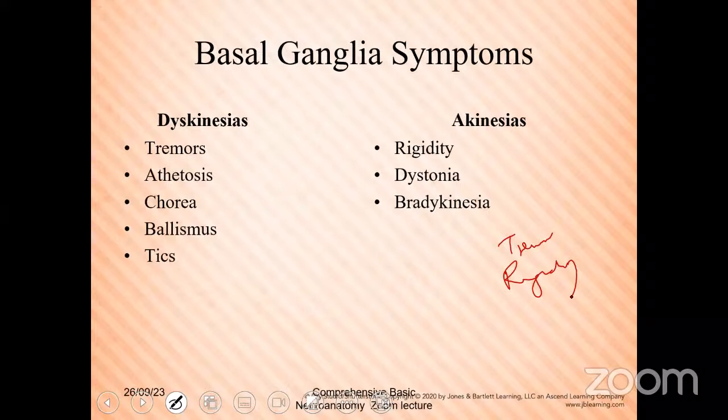So that's the most important: rigidity, tremor, and bradykinesia. Slowness in doing anything is bradykinesia. If you ask him to repeatedly tap the fingers, close and open the fingers, and turn the wrist, all the movements have become very slow.